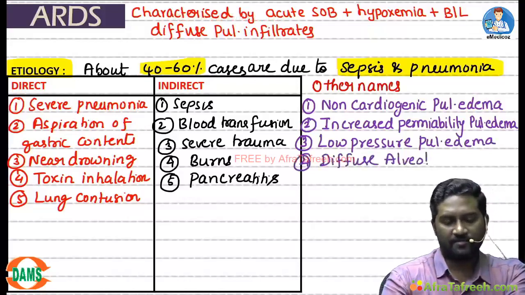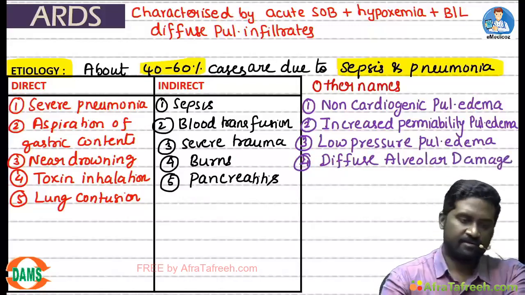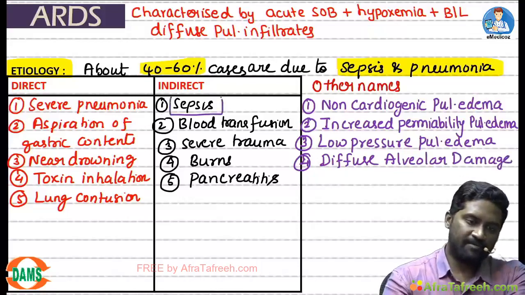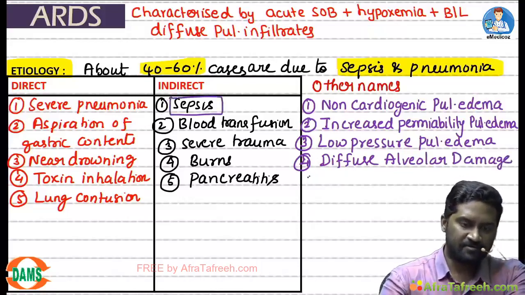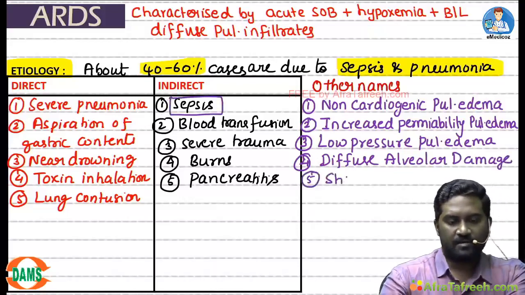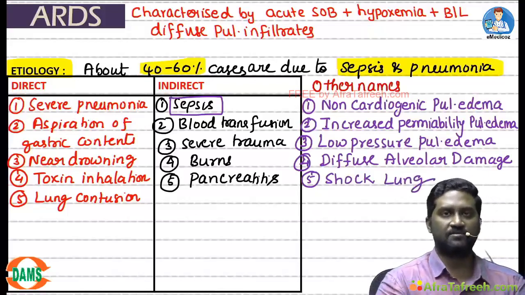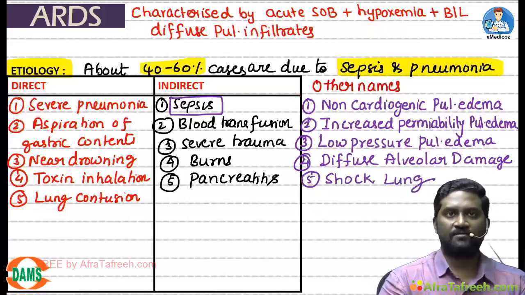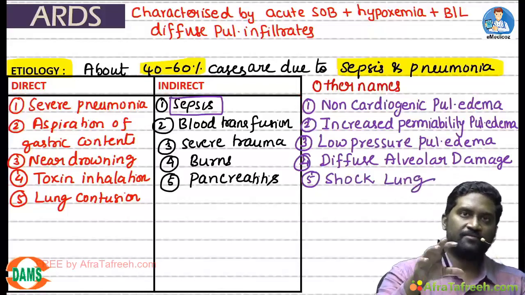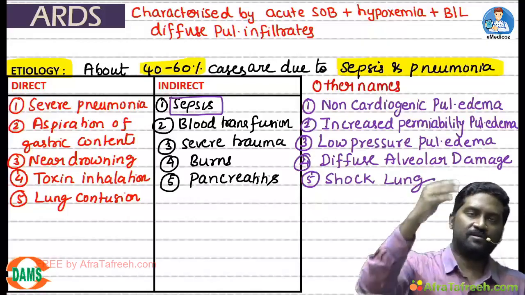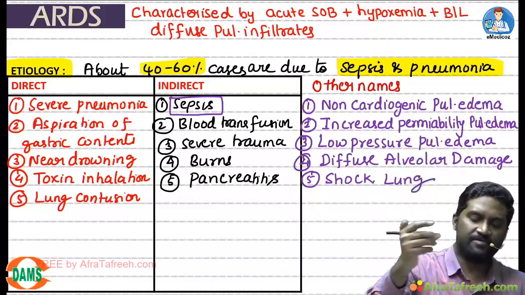alveolar damage. Because ARDS frequently happens with septic shock, it is also called shock lung. Once you understand the pathophysiology, you will know the importance of these names.